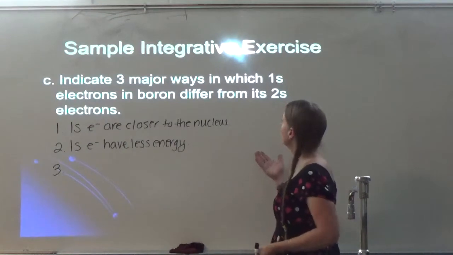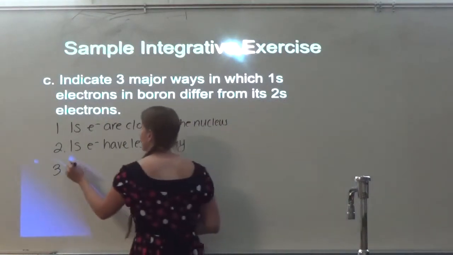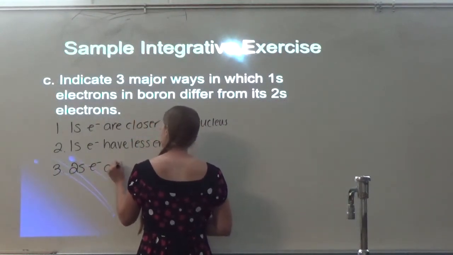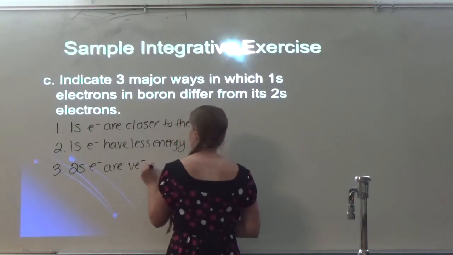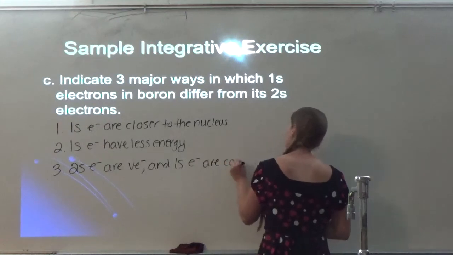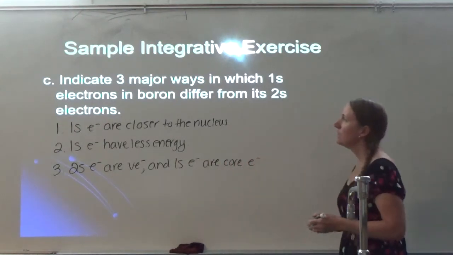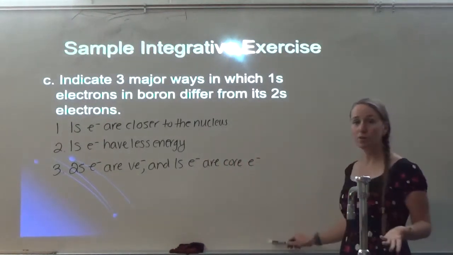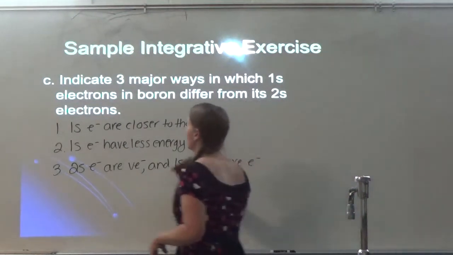And then another thing we say is 2s electrons are valence electrons. And 1s electrons are core electrons. Okay, those are 3 different things about the 1s and 2s electrons.